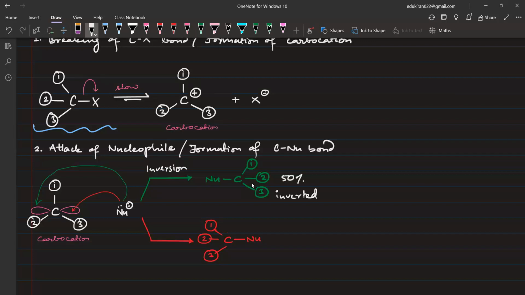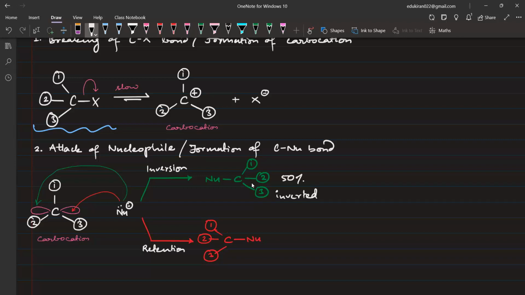And if you look at this red product, the red product has the configuration completely as the original one. Where there was halogen, there we have the nucleophile; the first, second, and third carbon groups are in their places. There is no change. So this is known as retention. The process is known as retention.